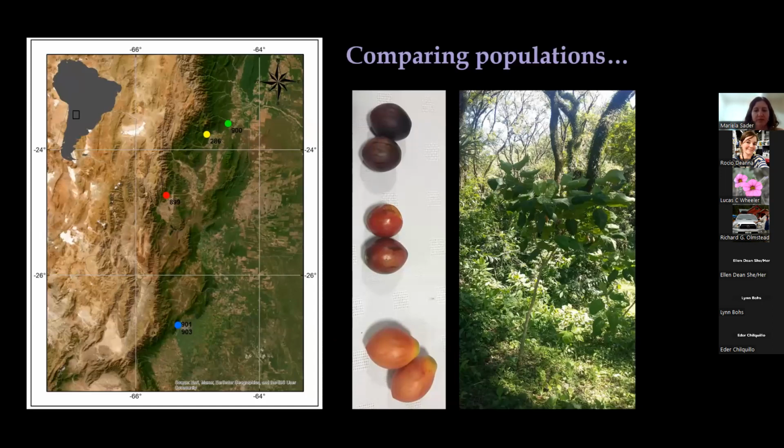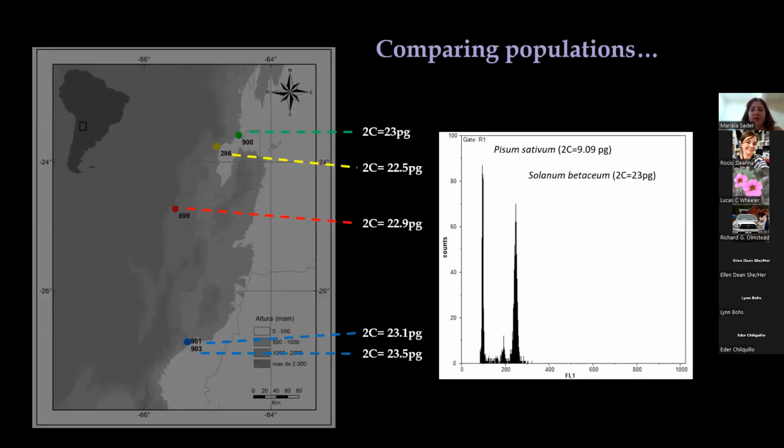So after this result, we decided to compare 5 different populations from Argentina, from different geographical areas, because we observe a phenotypic difference between them, such as fruit color, size, etc. First of all, we compared the genome sizes of these populations, and we saw that some populations present a difference in genome size, which varies from 22.5 to 23.5 picograms of DNA.